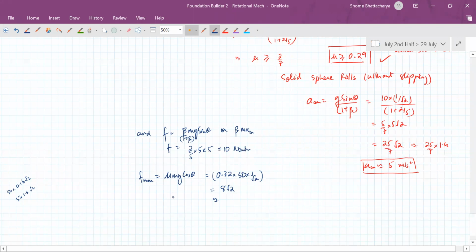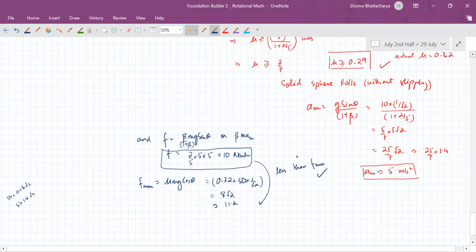Whereas the available friction is more than that. It's 8 root 2, so that's about 8 into 1.4. So you can see that our condition is okay. The required friction is less than the limiting friction. It's fine. So rolling will take place.